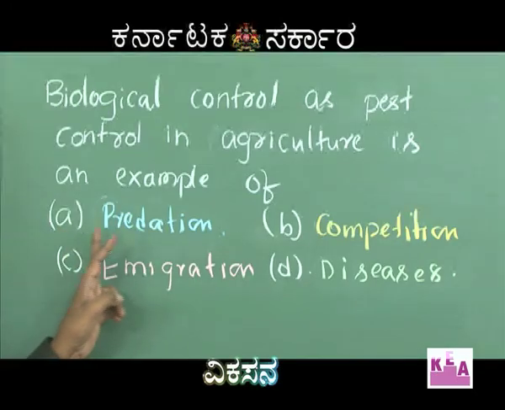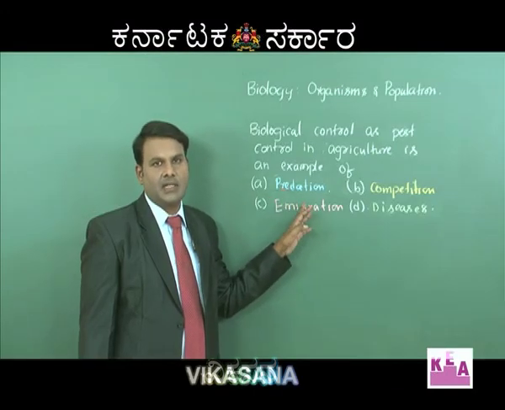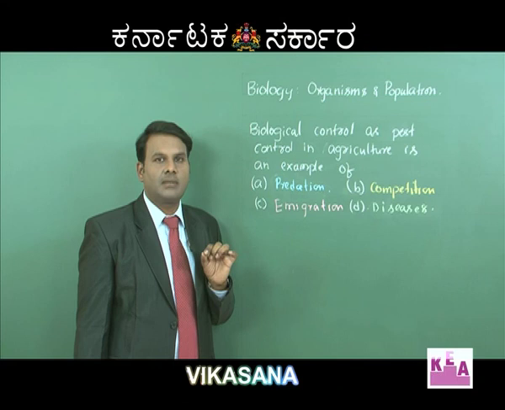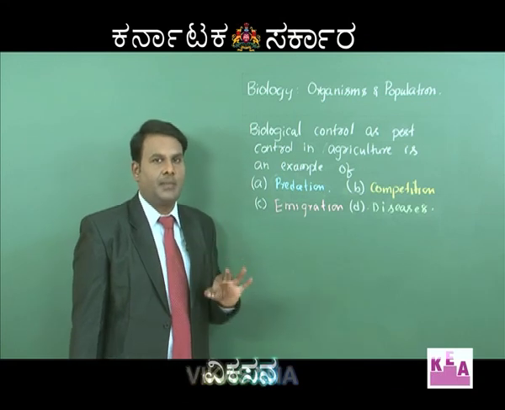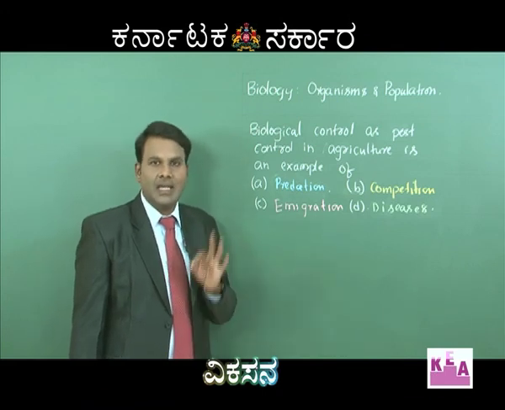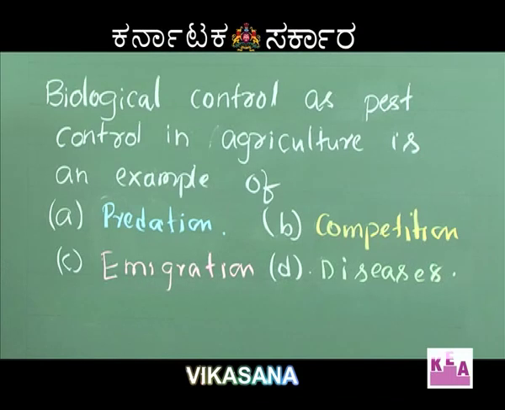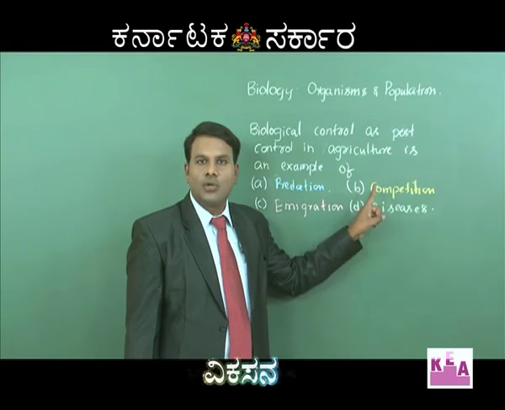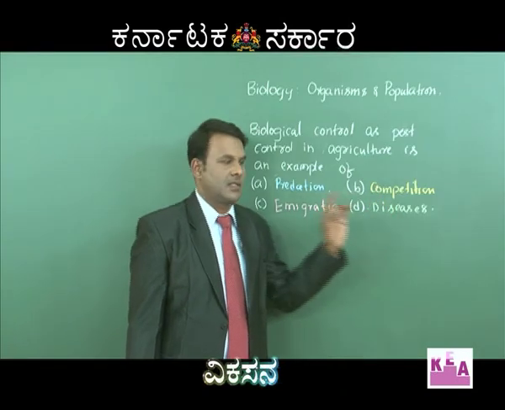Option A is predation. Predation is a type of interaction wherein one organism eats up another organism. For example, as I told you, Gambusia fish eat up the mosquito larva. The option B is competition. It is a type of interaction wherein two different species compete for the same resources.